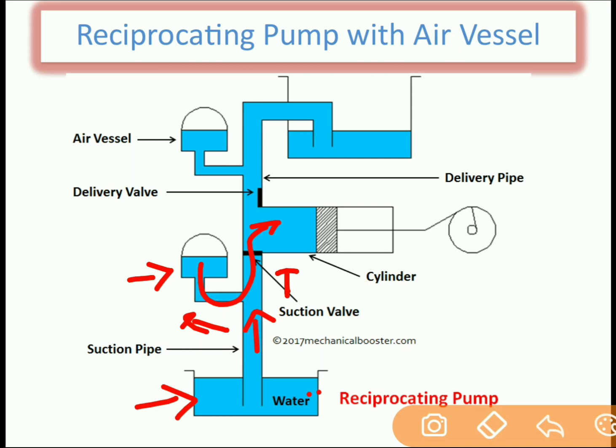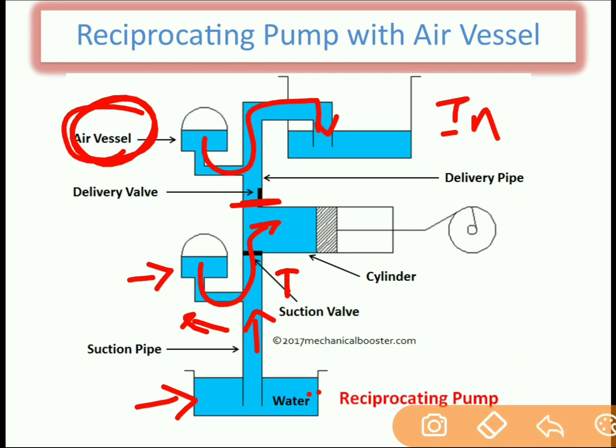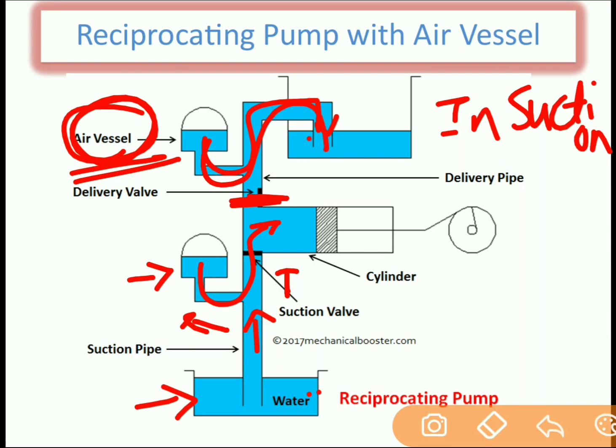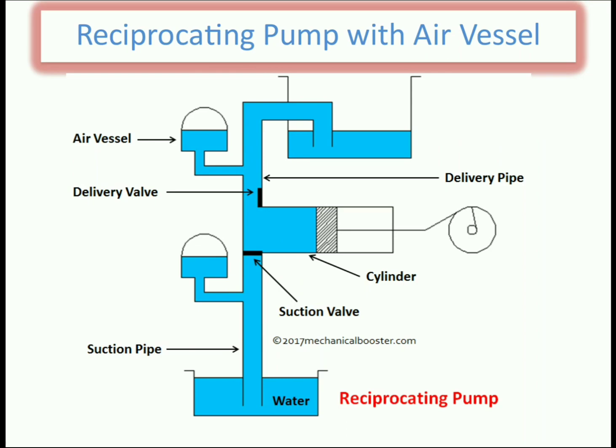During the suction stroke, delivery valve is closed, but the liquid which is already filled inside the air vessel will get transferred to the delivery pipe. So in this case, in suction stroke, we are getting discharge through the air vessel. Fine. So even when delivery valve is closed during suction stroke, the water from the air vessel will transfer to the delivery pipe. So this is how we can maintain continuous flow of water with the help of air vessel.